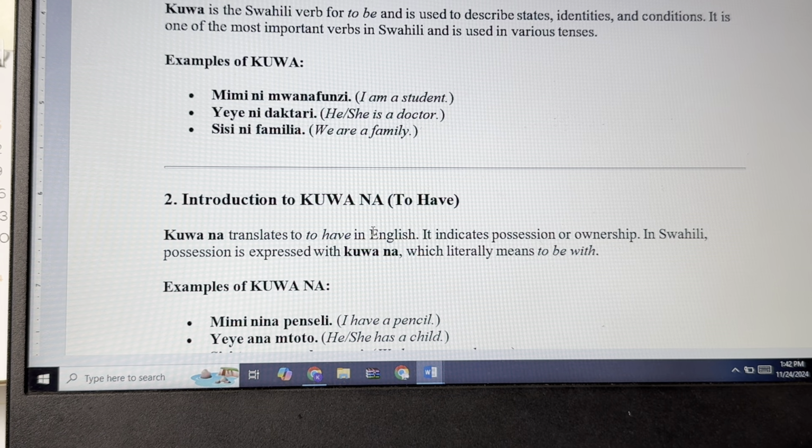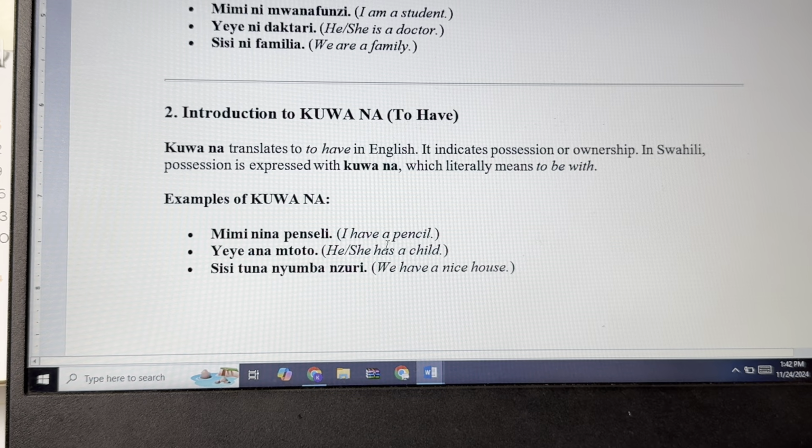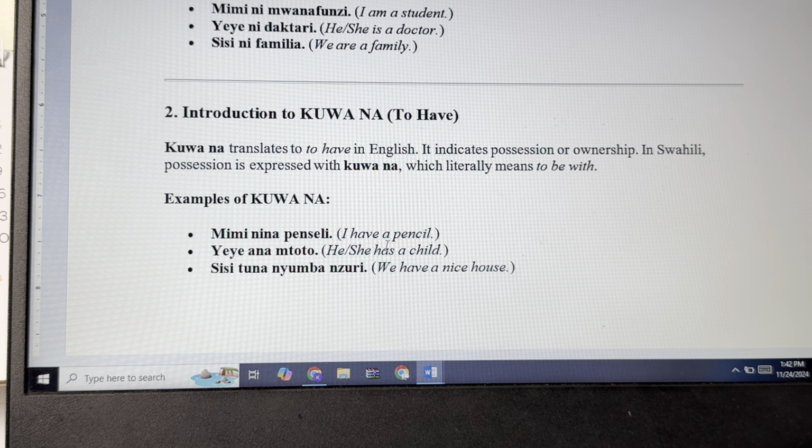Examples: mimi nina penseli, I have a pencil. Yeye ana mtoto, he or she has a child. Sisi tuna nyumba nzuri, we have a nice house.